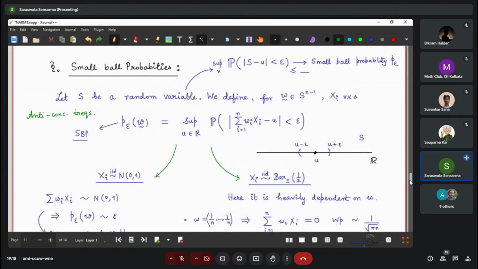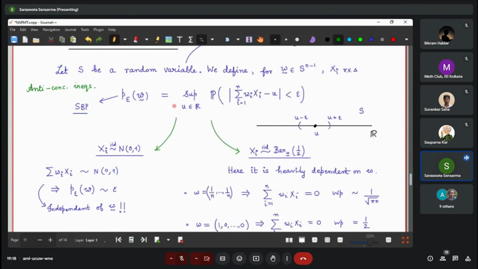So let's look again at two of our prototypical examples. Let's look at the normal, but we want to basically see what this small ball probability looks like. Does it concentrate about some value? If it does concentrate about some value, the small ball probability would be large, because the probability of this being less than epsilon for some U is large. If it's very spread, if this weighted sum is very spread, we would get a good upper bound to this guy. But can we estimate it?